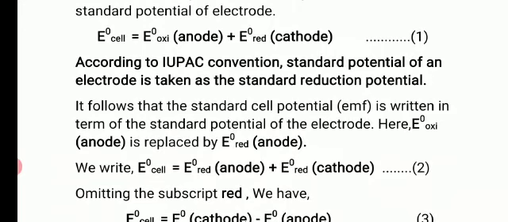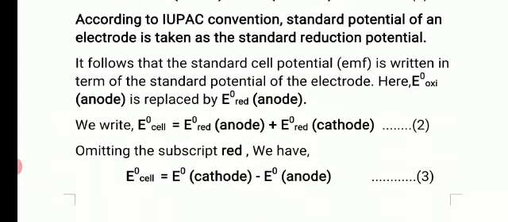If we write like this, then how will we represent equation 1? E naught cell is equal to E naught reduction of anode plus E naught reduction of cathode. Understood? Okay guys, now omitting the subscript RED, that is reduction, in equation 2 we finally have E naught cell is equal to E naught of cathode minus E naught of anode.